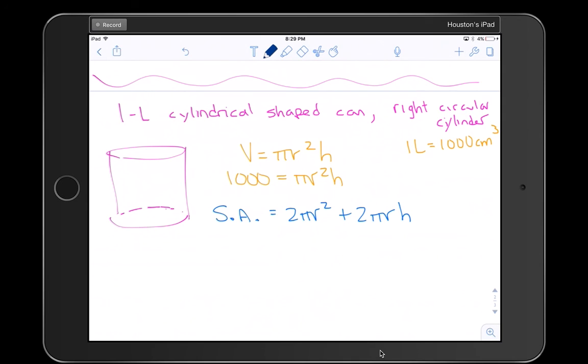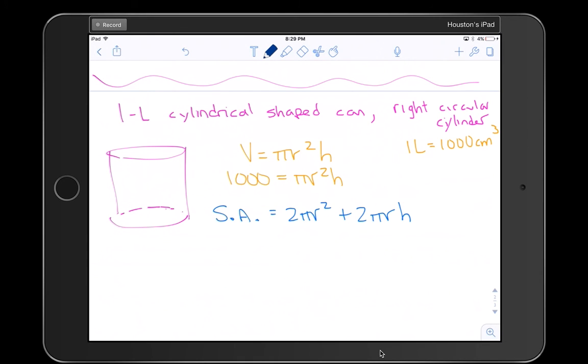So we're trying to talk about using the least amount of material. We're going to ignore the thickness of the material and any waste that may be in manufacturing. That's pretty common. So we need to find dimensions for r and h, for the radius and the height, that make the total surface area as small as possible. But again, we can't change the volume. The volume has to stay at 1,000 cubic centimeters.